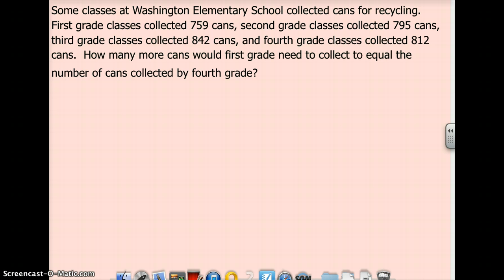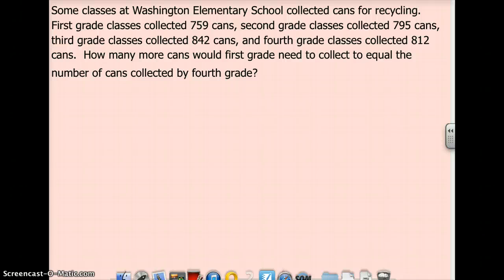Okay, so starting off with the problem, some classes at Washington Elementary School collected cans for recycling. First grade classes collected 759 cans. Second grade classes collected 795 cans. Third grade classes collected 842 cans. Fourth grade classes collected 812 cans. How many more cans would first grade need to collect to equal the number of cans collected by fourth grade?